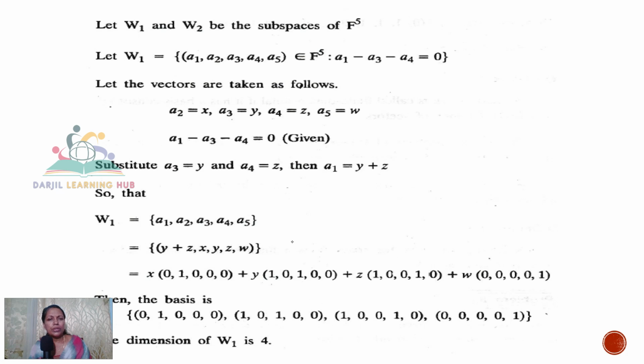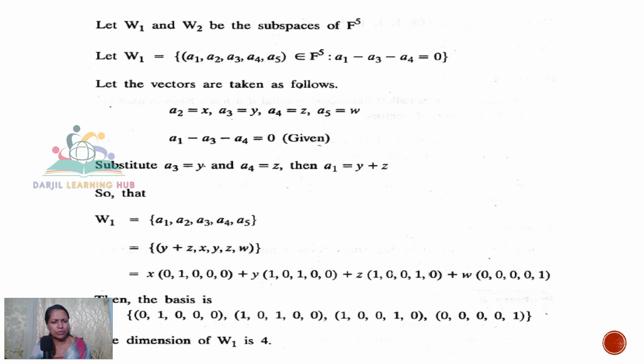Let W1 and W2 be the subspaces of F5. W1 is equal to this, with the condition. Let the vectors be taken as a1, a2 as some x, a3 as some y, a4 as some z, a5 as some w. The condition given is a1 minus a3 minus a4 is equal to 0, that is x minus y minus z equal to 0.